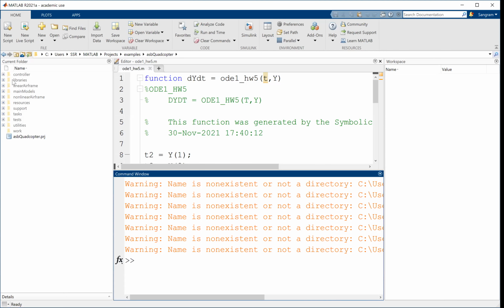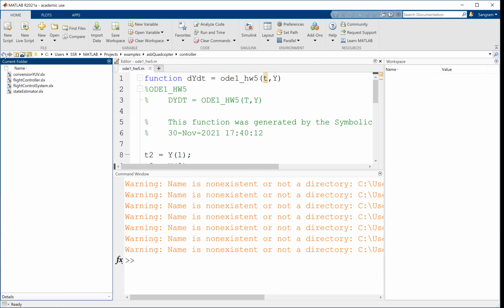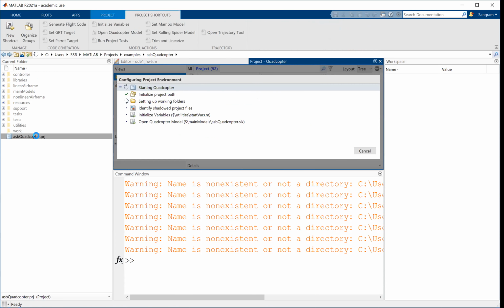Yeah, we apply the same for the hexacopter as well. The same Euler angles. Yeah, you can use the same thing for hexacopter, octocopter. Okay, so if you have not done it, please try to run the ASB Quadcopter project, and then make sure that you are able to talk to Mambo.